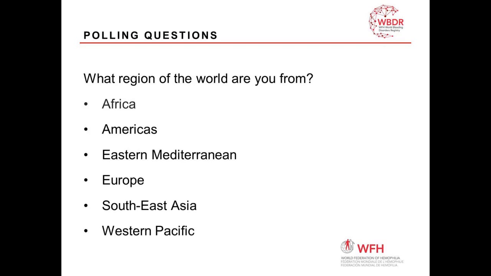So we'll open the poll. These are the World Health Organization 6 regions of the world. Oh, fantastic. You'll see we have participants from all corners of the world: 29%, a strong representation from Africa, 22% from Southeast Asia, 14% from Europe, and 33% from the Americas.